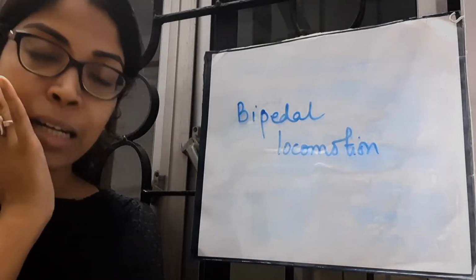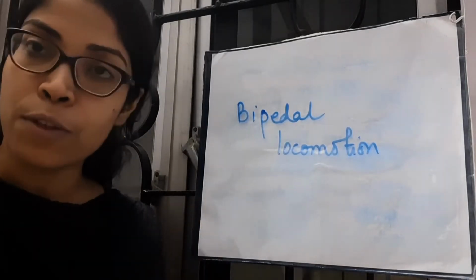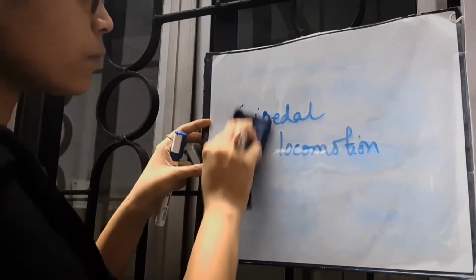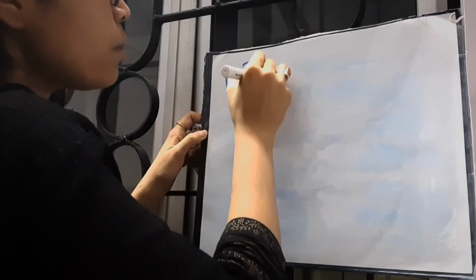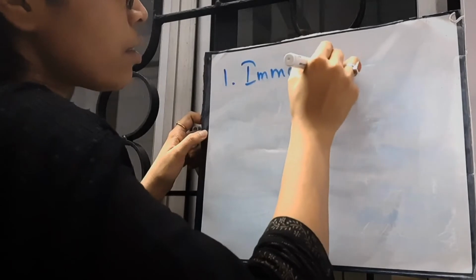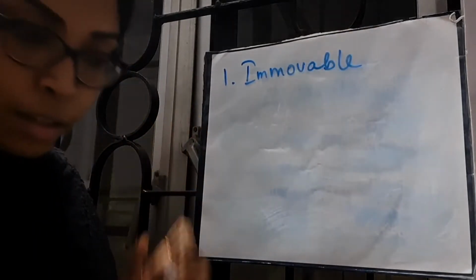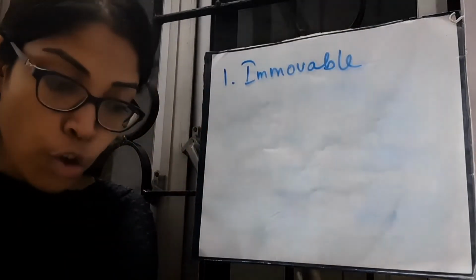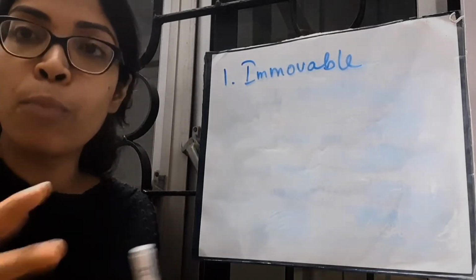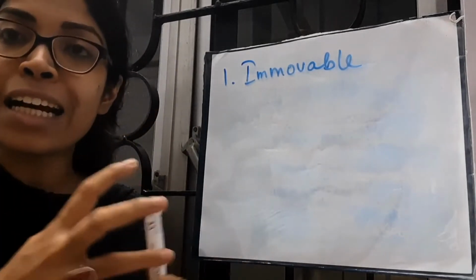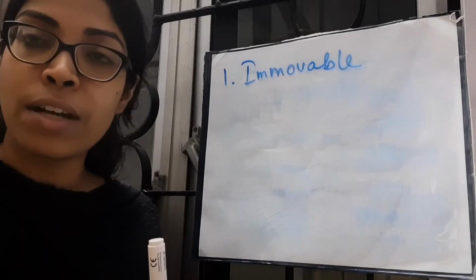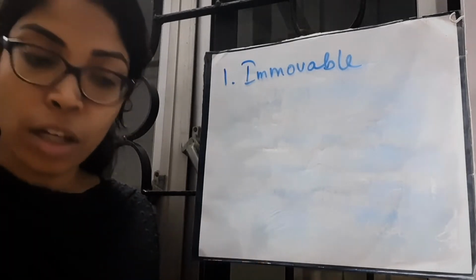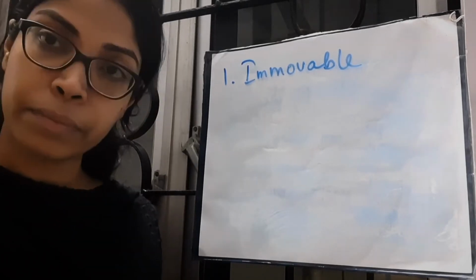For that, let me tell you that there are three types of joints. First one is the immovable joint. What is an immovable joint? The joint between bones which are firmly attached with each other. For example, there are our skull bones, right? And the skull bones are joined to each other by immovable joints.